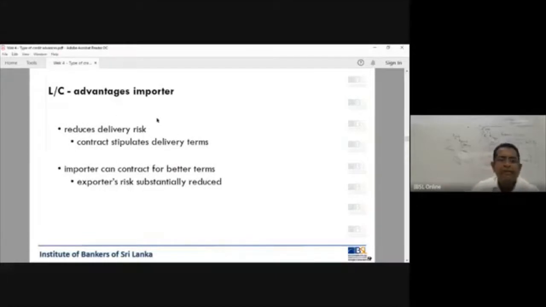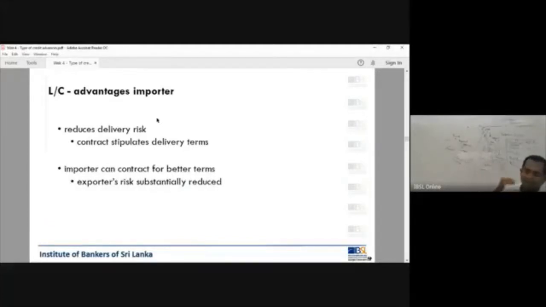Reduce the delivery risk. LC will stipulate the delivery terms: quantity, quality, delivery period, packing, everything. So only if the goods arrive do we pay the money.